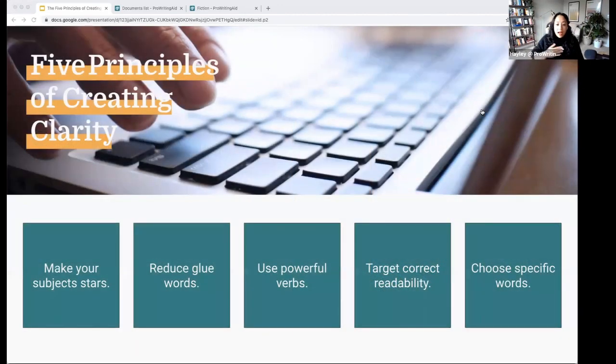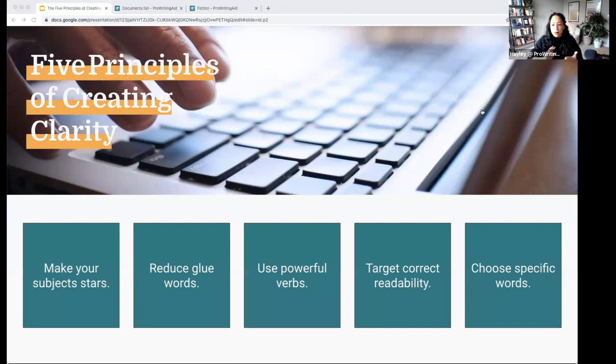So here are my 5 principles of creating clarity in your writing. I'm going to give you an overview now, and then we will go into each one by one. Like I said at the beginning, I'm going to be teaching you about these principles and then how to edit for them and fix them in your writing using ProWritingAid. But that being said, I will also teach you how to do it if you don't have ProWritingAid too. So either way, it will be valuable.